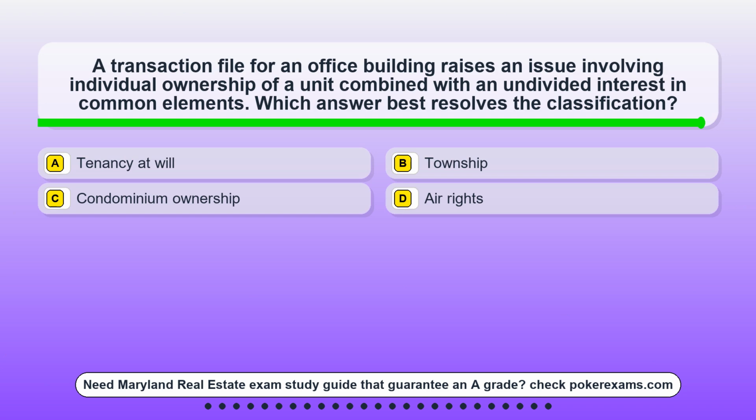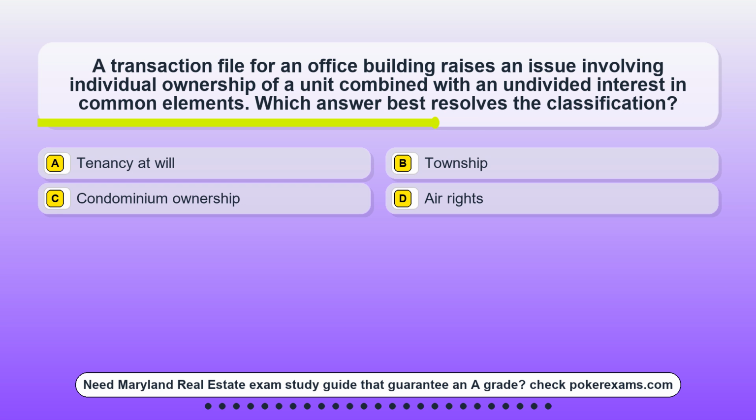Question 17. A transaction file for an office building raises an issue involving individual ownership of a unit combined with an undivided interest in common elements. Which answer best resolves the classification? Option A, tenancy at will. Option B, township. Option C, condominium ownership. Option D, air rights.